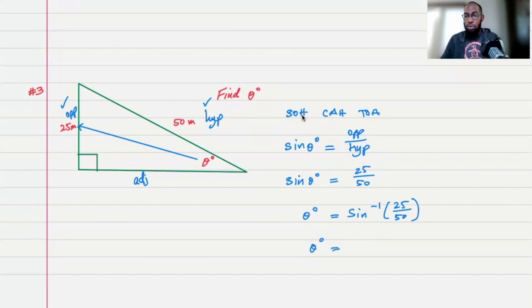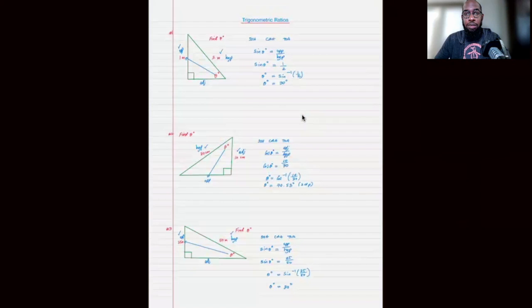Theta is equal to, using a calculator, sine inverse 25 over 50. That is equal to 30 degrees. That's the answer. 25 over 50 is a half. Sine inverse a half is equal to 30 degrees. So that's it for trigonometric ratios as it relates to finding the unknown angle.